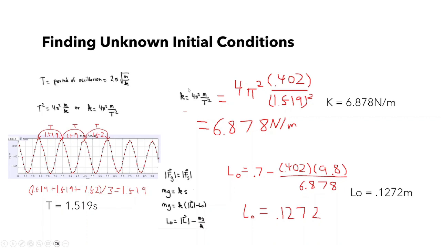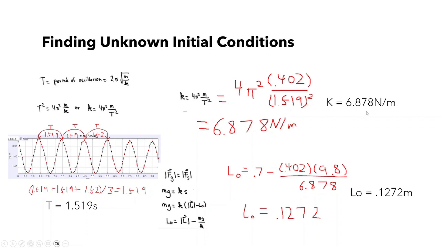So for the experiment, we also had to find the period of oscillation, which we found by taking the average for 3 peaks on our tracker, and we found that to be T equals 1.519 seconds. Then with T, we were able to plug it into this formula and solve it for k, the spring constant, which we found to be 6.878 newtons per meter.